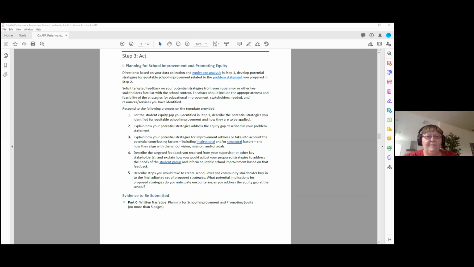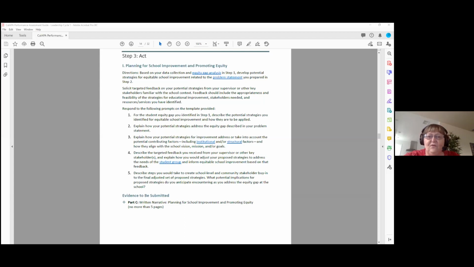And then you'll see the evidence to be submitted is again a written narrative, this time part C. And part C is no more than 5 pages. So they can go to great depths about their strategies, the feedback, and then how their plan would be adjusted for feedback, as well as how they would create buy-in with key stakeholder groups.